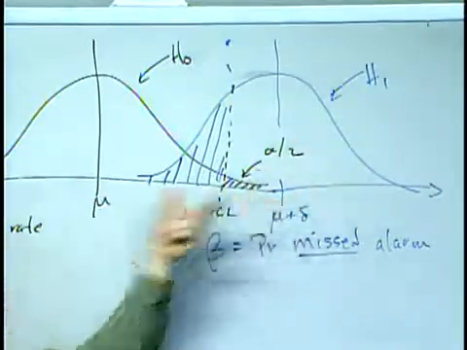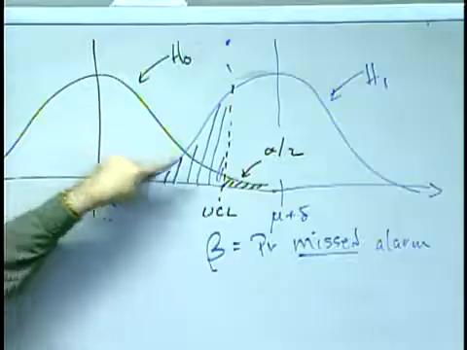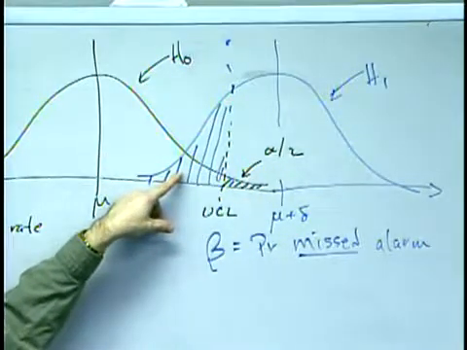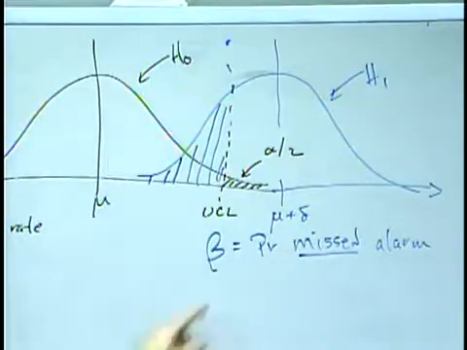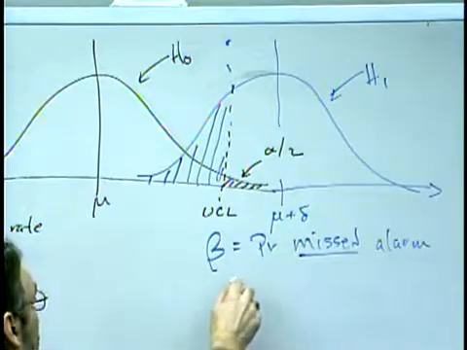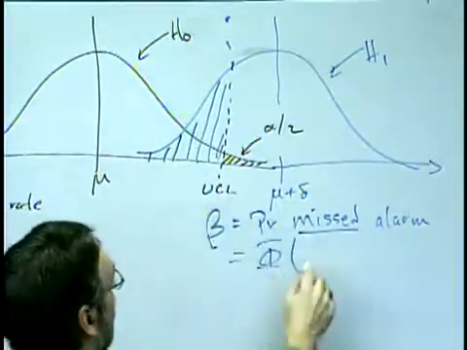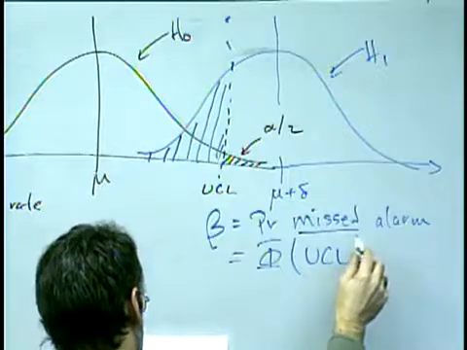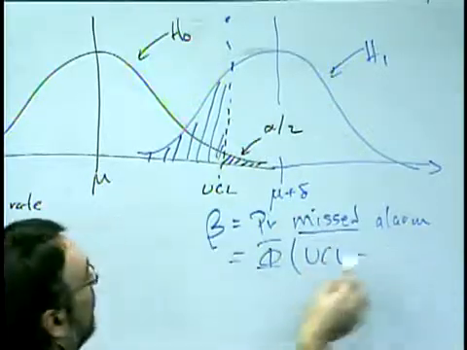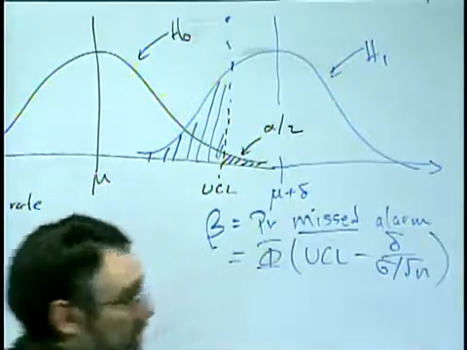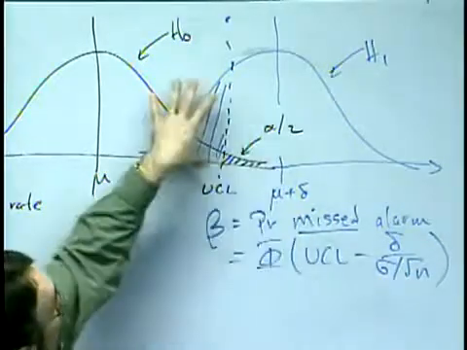I really have a shift, but the point fell on this part of the tail of the H1 distribution, and I declared it good. I said there's no alarm. And we saw a couple of classes ago, this is just the tail there in that distribution. It's UCL minus delta over sigma over square root of n. By the way, this is just this part of the tail.